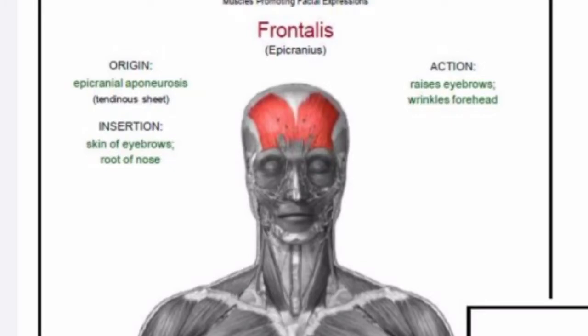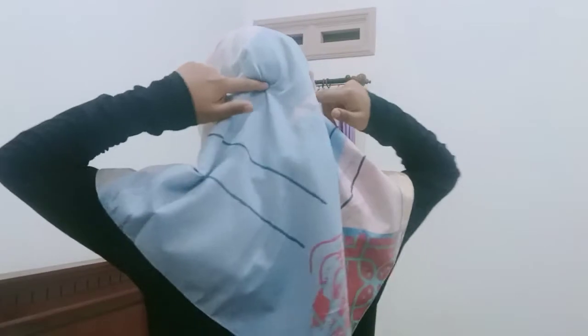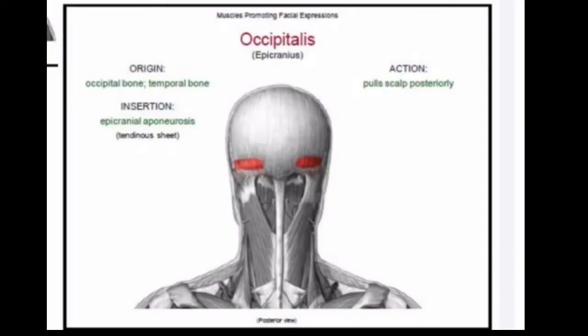Let's do the first muscle. The first one is the frontalis muscle here. The action is to raise the eyebrow and to wrinkle the forehead. Next is the occipitalis muscle here, and the action is to pull the scalp posteriorly. Orbicularis oculi here, the action is to close your eyes.